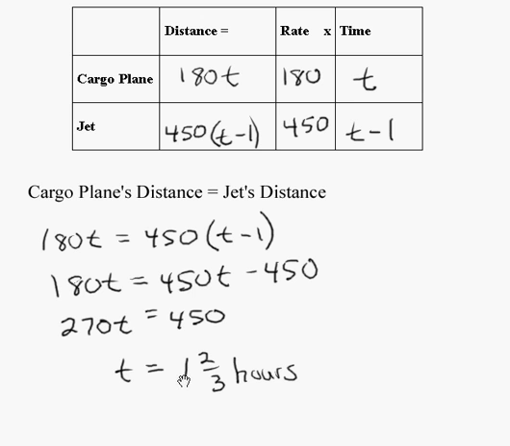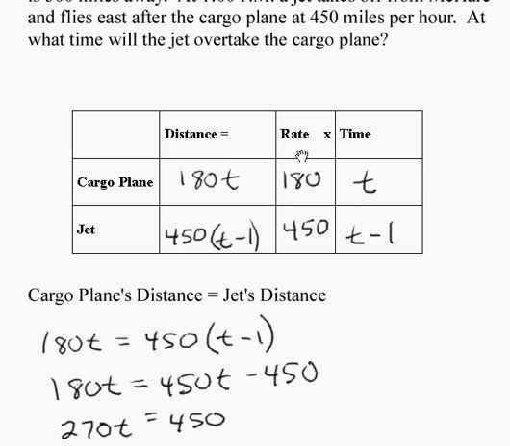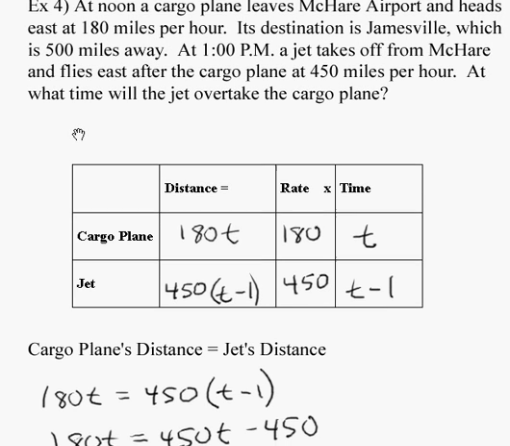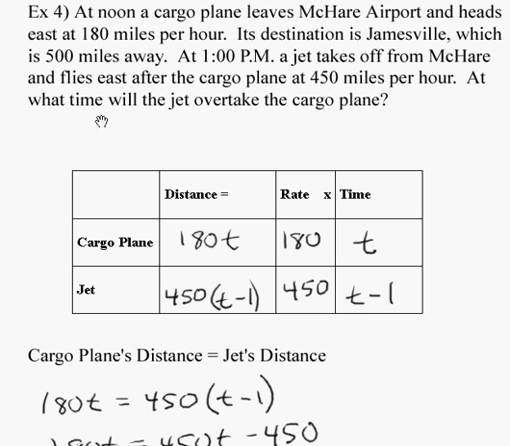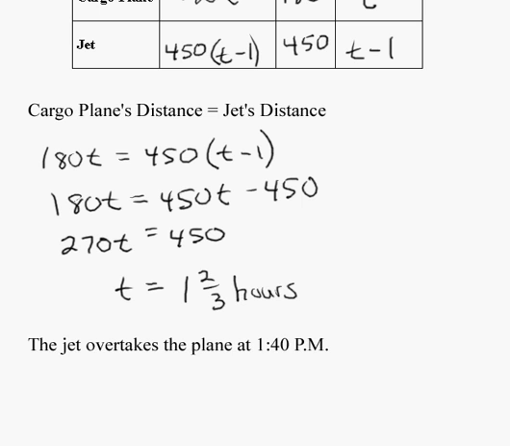Now, did we answer the question? Let's go back and look at the words. We found t. It says at what time of day, not how long will it take the jet to overtake the cargo plane. And t represents the cargo plane. So we start at noon, and we're going to add 1 2/3 hours to noon. So 2/3 of an hour is 40 minutes. Noon plus 1 hour and 40 minutes is 1:40 p.m. And that's today's look at our first installment of word problems for the year.